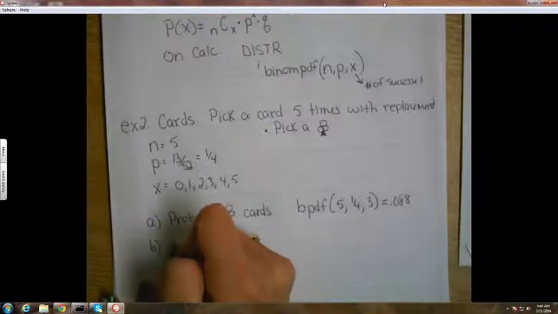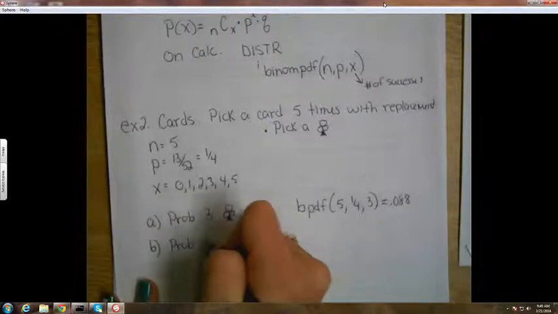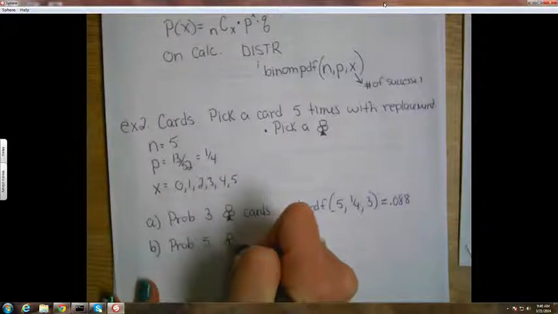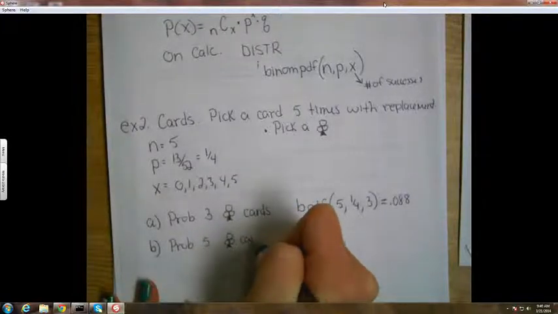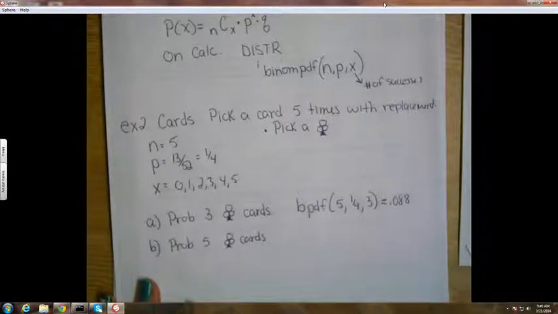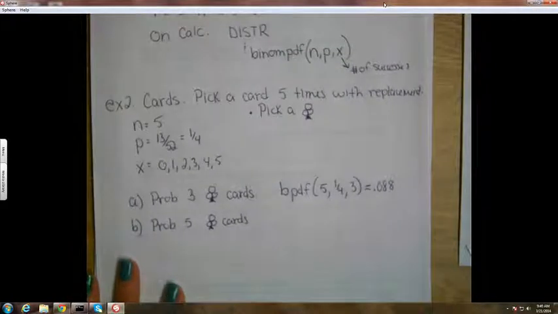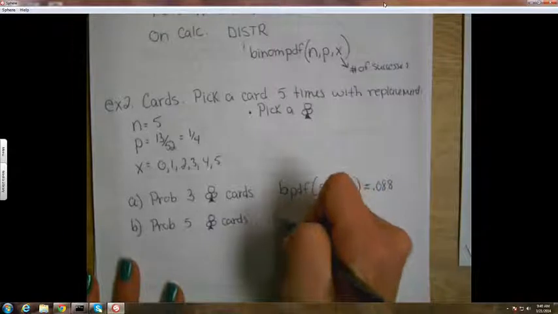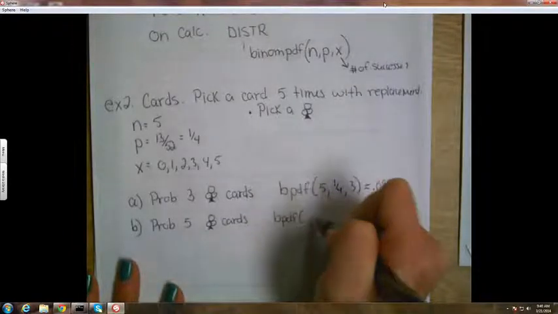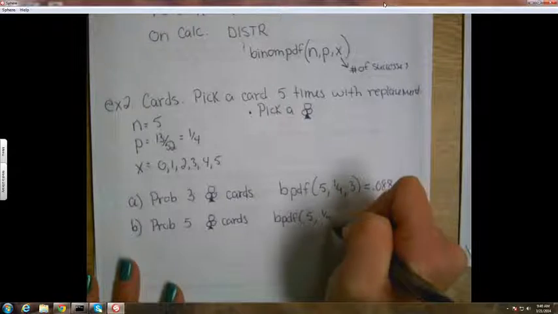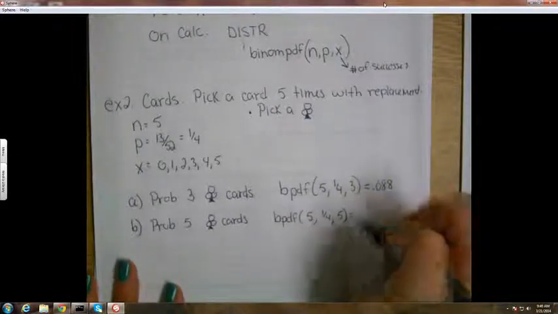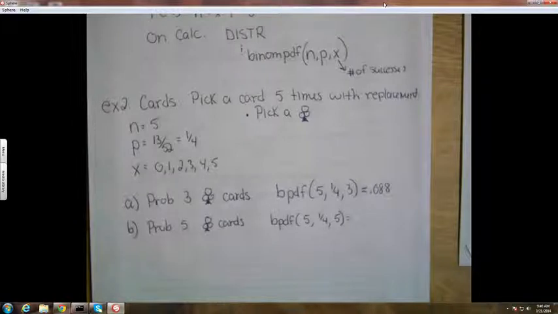What's the probability of getting all 5 club cards? What does that change? The last number. 5 trials, still 1/4 success, 5 successes. I'm just going to do a second entry and then back into this. Make that a 5. Second enter, yep, and it retypes the line and lets you back into it.